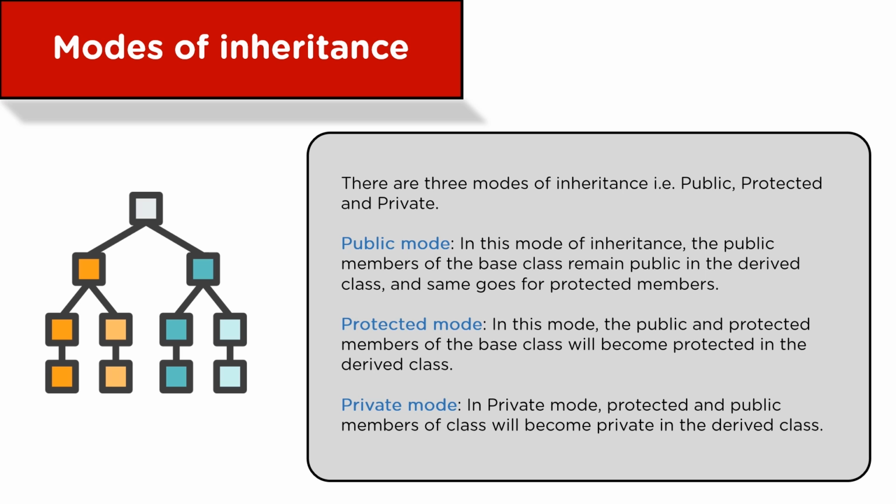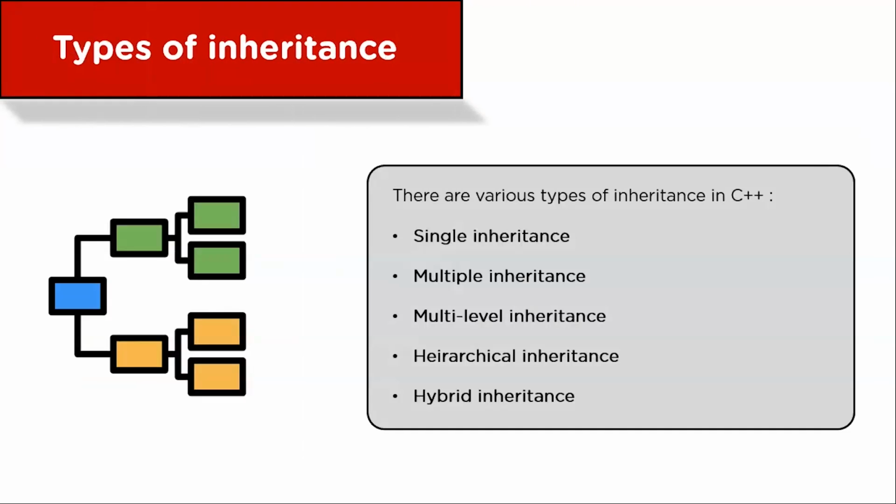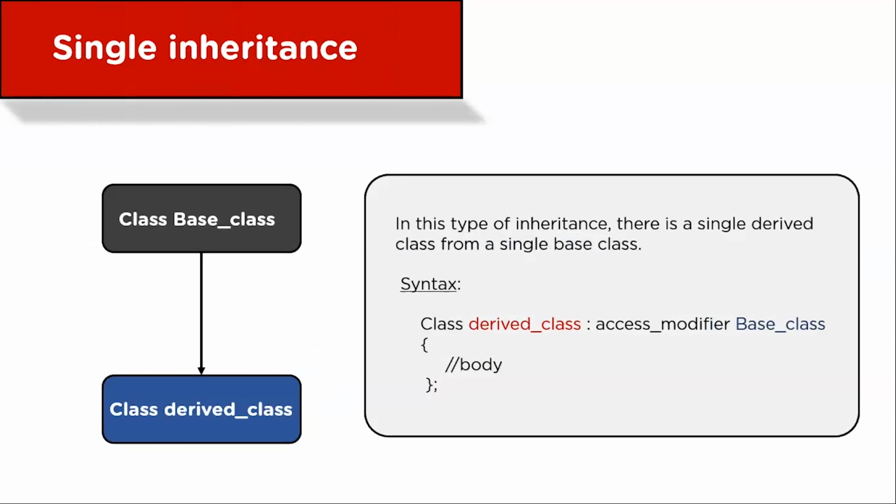So now let's go ahead to the types of inheritance. There are various types of inheritance in C++, that is single inheritance, multiple inheritance, multi-level inheritance, hierarchical inheritance and hybrid inheritance. So let's start with the single inheritance. In this type of inheritance, a single derived class is inherited from the single base class. It allows the derived class to inherit properties and behavior from the parent class. The derived class objects can access the members of the base class, but the base class objects cannot access the members of the derived class.